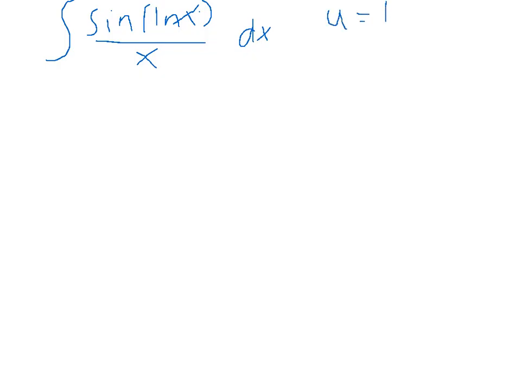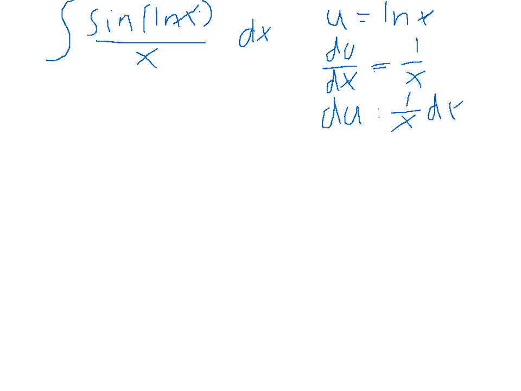So this is Molly explaining problem number 7. It asks us to integrate sine of ln of x over x dx. First off, we establish that u is going to be ln of x, and then find du dx, which will be 1 over x. Therefore, du equals 1 over x dx.